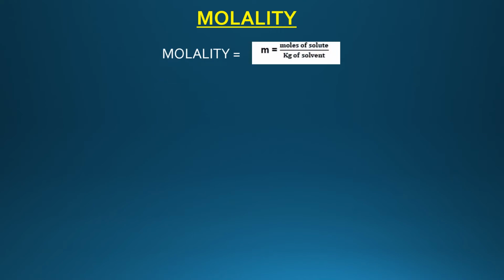Molality of a solution is used to describe the amount of solute of a particular solution per kilogram of the solvent. So this is the equation we use, mole of solute divided by kg of the solvent. Let's look at an example.